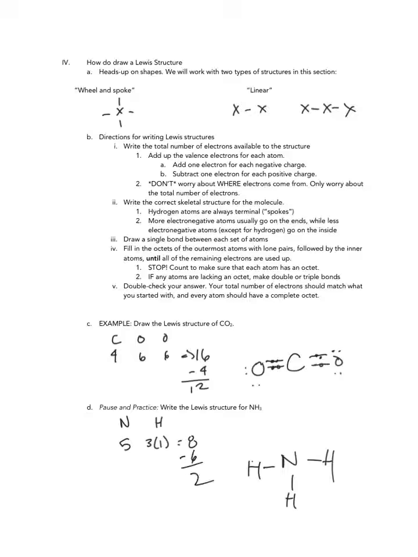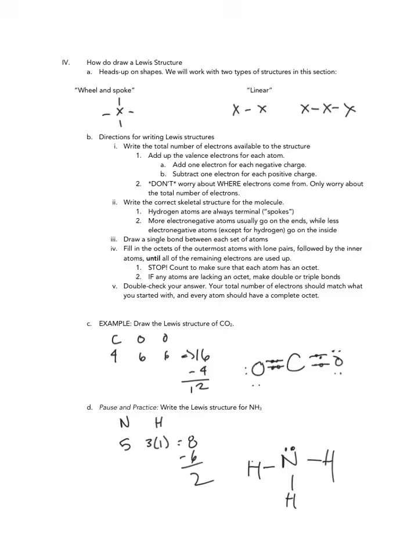So we have 2 electrons left, but all of our hydrogens have a duet. So what do we do when we have leftover electrons, but our outer atoms have the right amount of electrons already? We put a lone pair on the central atom. So we'll go ahead and put a lone pair on nitrogen.